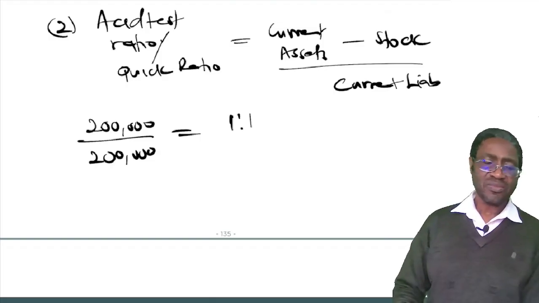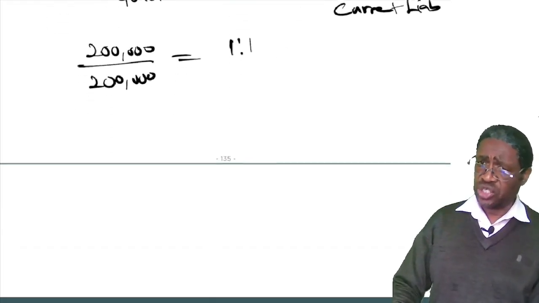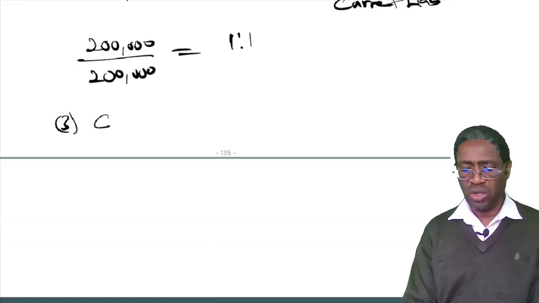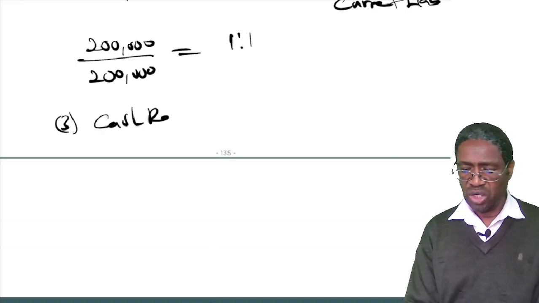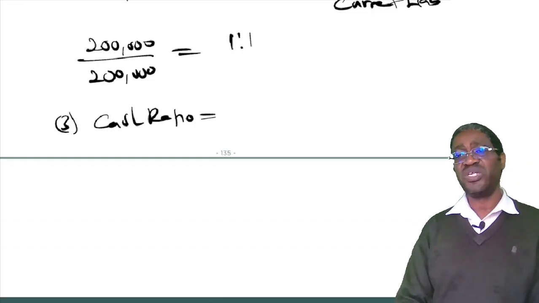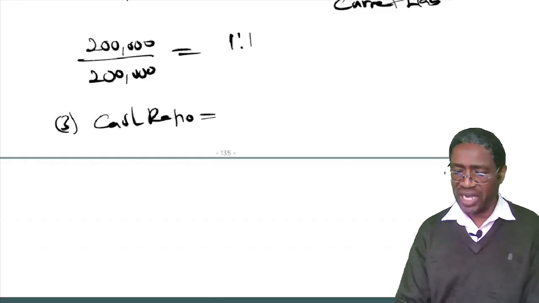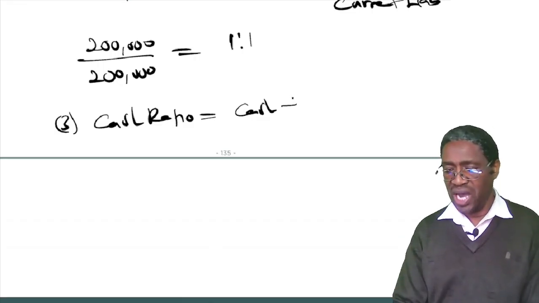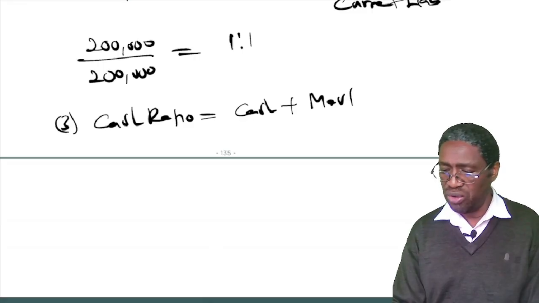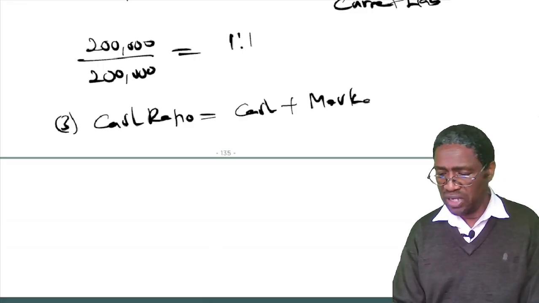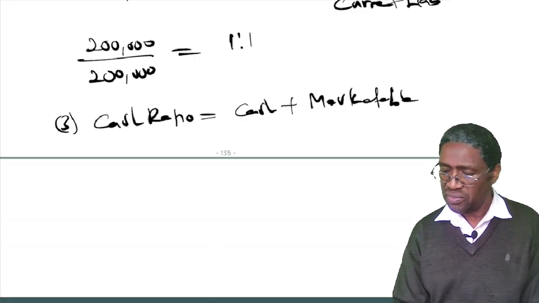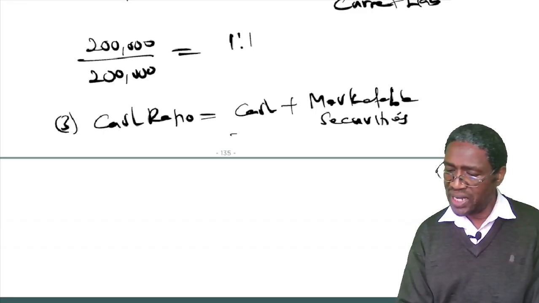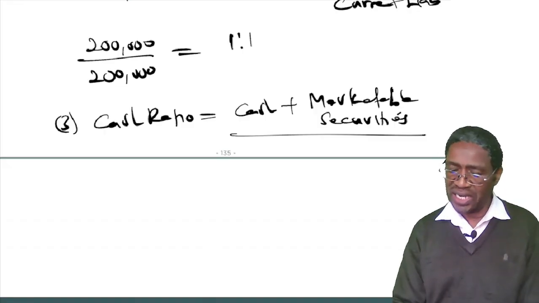Good. Another liquidity ratio, number 3, is what we call the cash ratio. How do we determine the cash ratio? You take the cash of the business, cash at bank, you add what we call the marketable securities, and again you divide that by current liabilities.